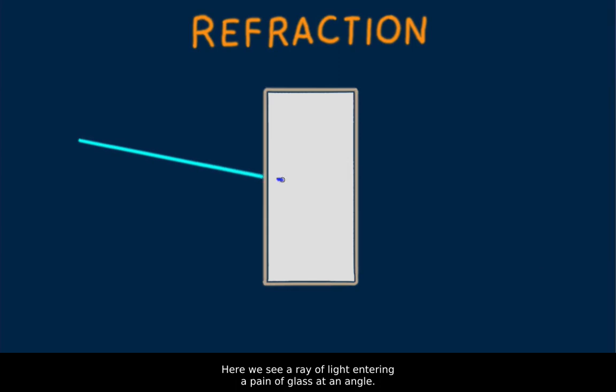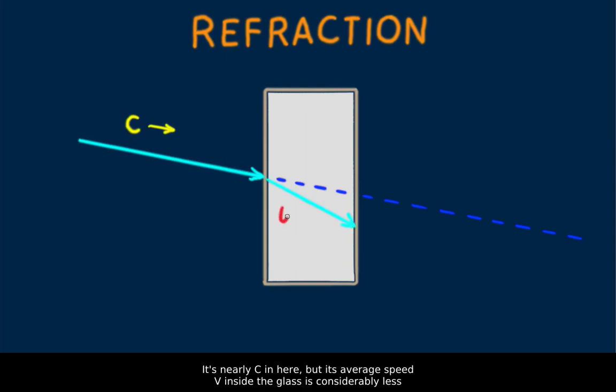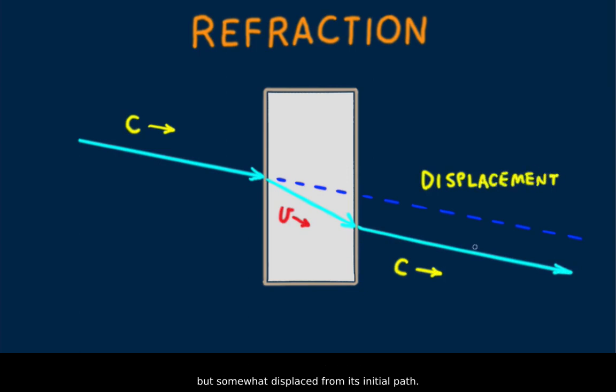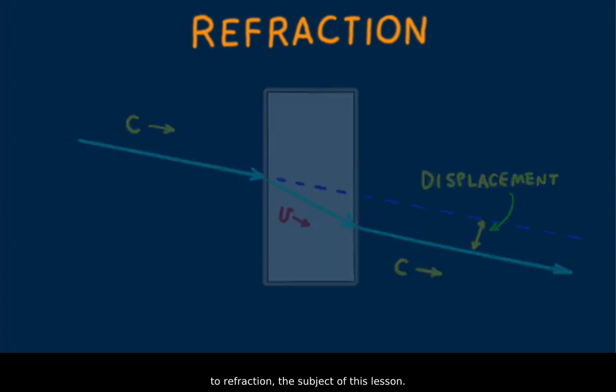Here we see a ray of light entering a pane of glass at an angle. The speed of light in a vacuum we call c, constant. It's nearly c in air, but its average speed v inside the glass is considerably less than c. We see it emerges from the glass parallel to, but somewhat displaced from its initial path. Light changing speed from one material to another gives rise to refraction, the subject of this lesson.